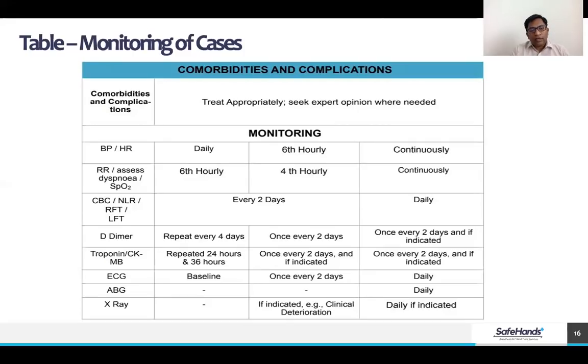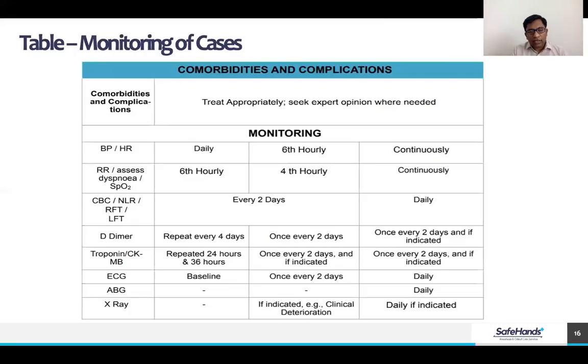CBC, NLR, RFT, LFT should be repeated every second day in case of mild and moderate, and daily in case of critical or severe patients. D-dimer repeated every 4th day in mild, every second day in moderate, once in every 2 days to be indicated in case of severe patients. Troponin, CKMB repeated in 24 hours and 36, once in 2 days in case of moderate, once in 2 days in case of severe also.